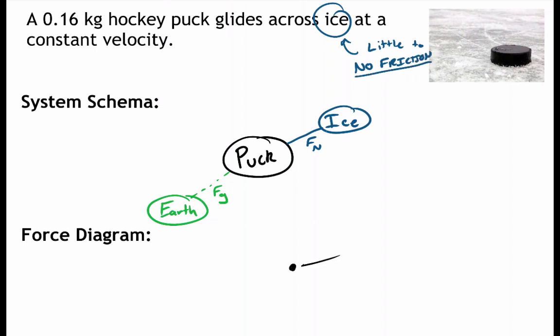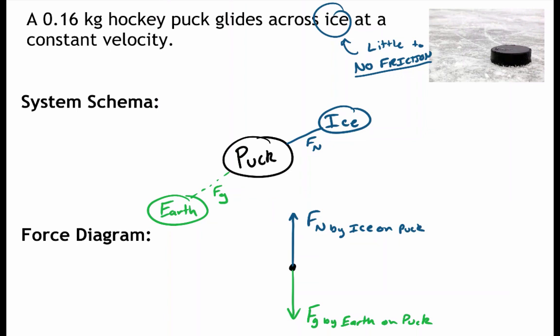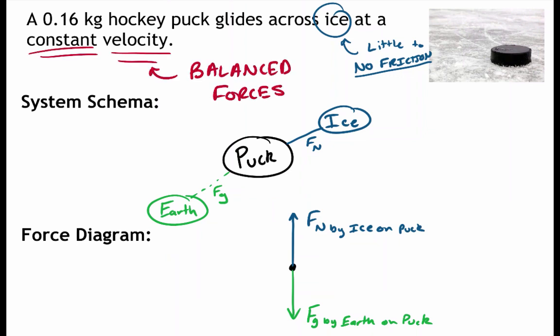Let this dot represent the puck. We know the force of gravity pulls the puck downwards, so there will be a downwards force of gravity by the earth on the puck. There will also be an upwards normal force by the ice on the puck. The velocity is constant, which means the forces are balanced. Balanced forces means that the net force is 0. So both of these vectors should be the same size.